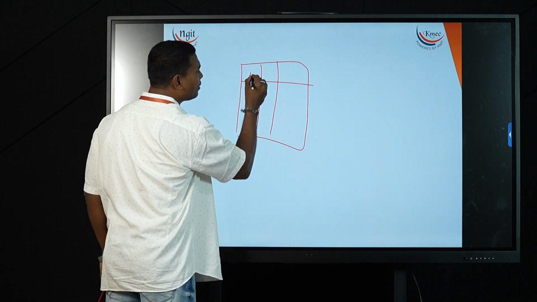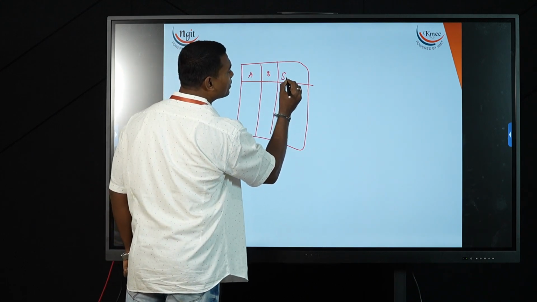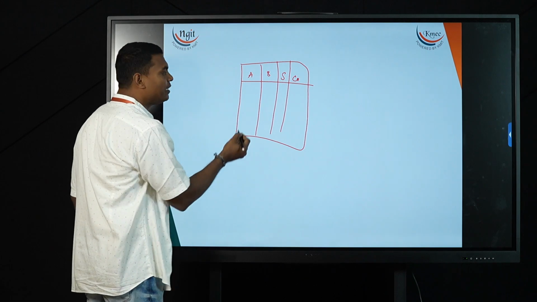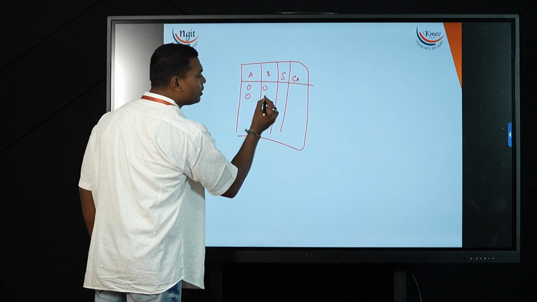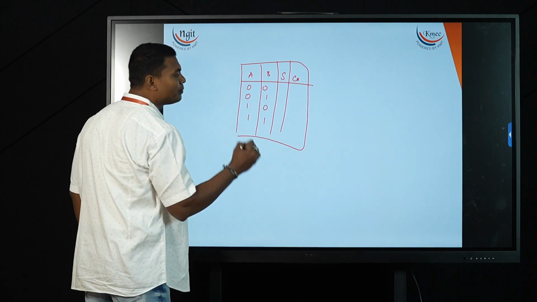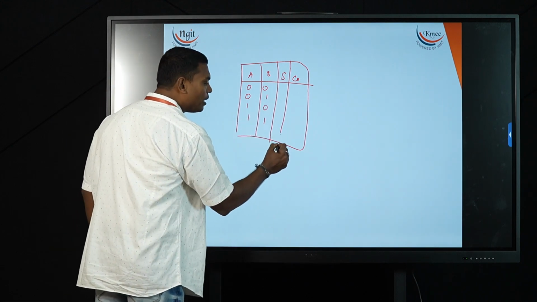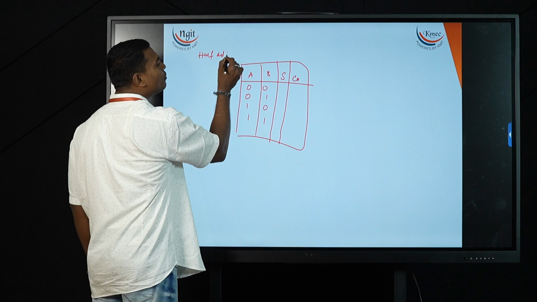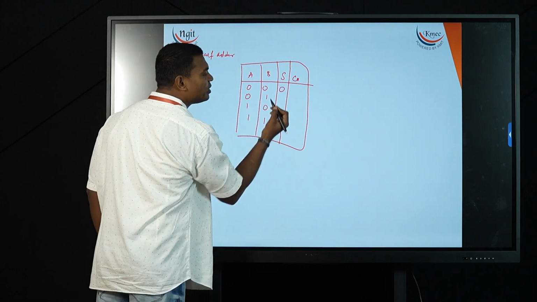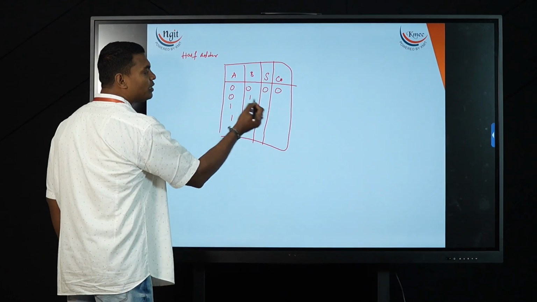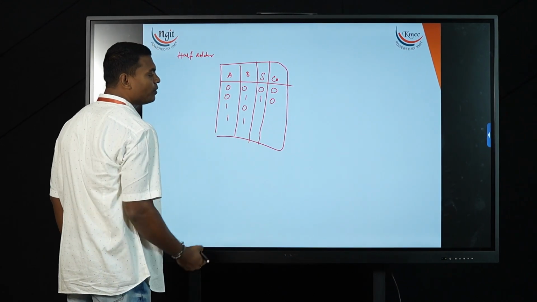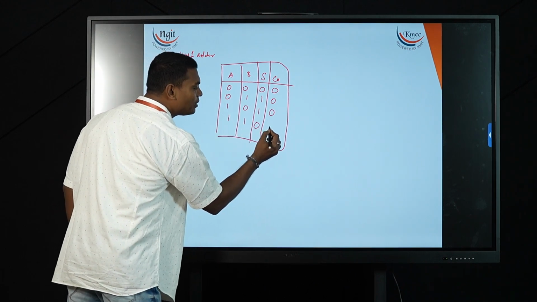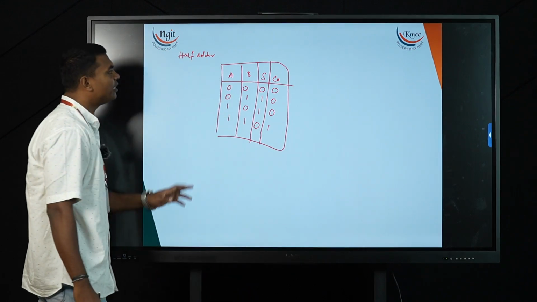A and B are my input values, and the outputs are sum and carry. Two inputs means the number of combinations I can get is 4: 0 0, 0 1, 1 0, 1 1. Now I am talking purely about the half adder, which means I am just adding 2 bits of information. For 0 0, sum gives me 0, carry gives me 0. For 0 1, sum is 1, carry is 0. For 1 0, sum is 1, carry is 0. For 1 plus 1, sum is 0, carry is 1.